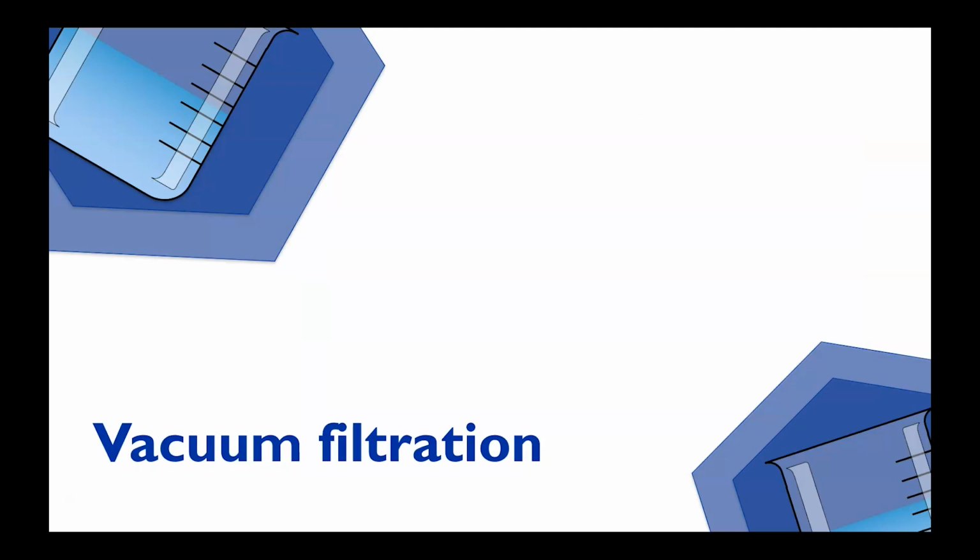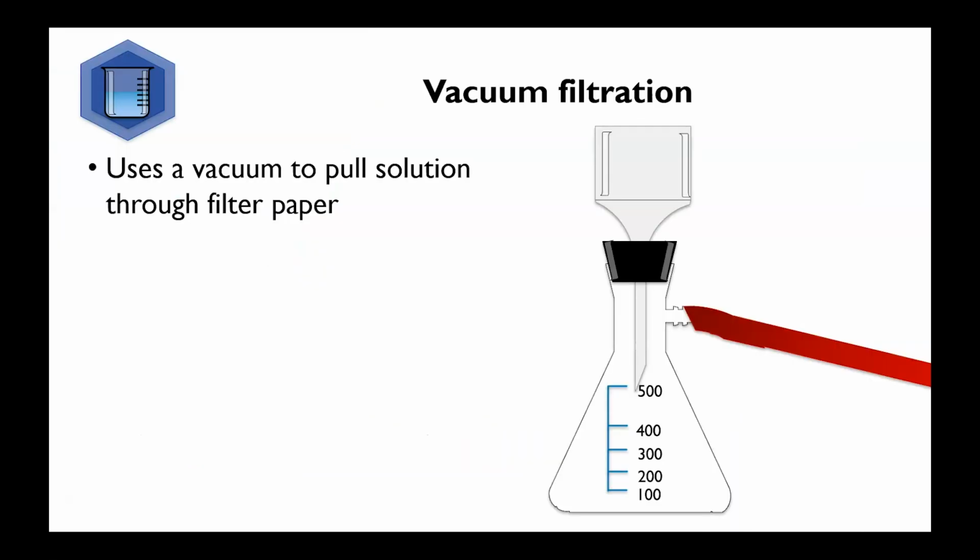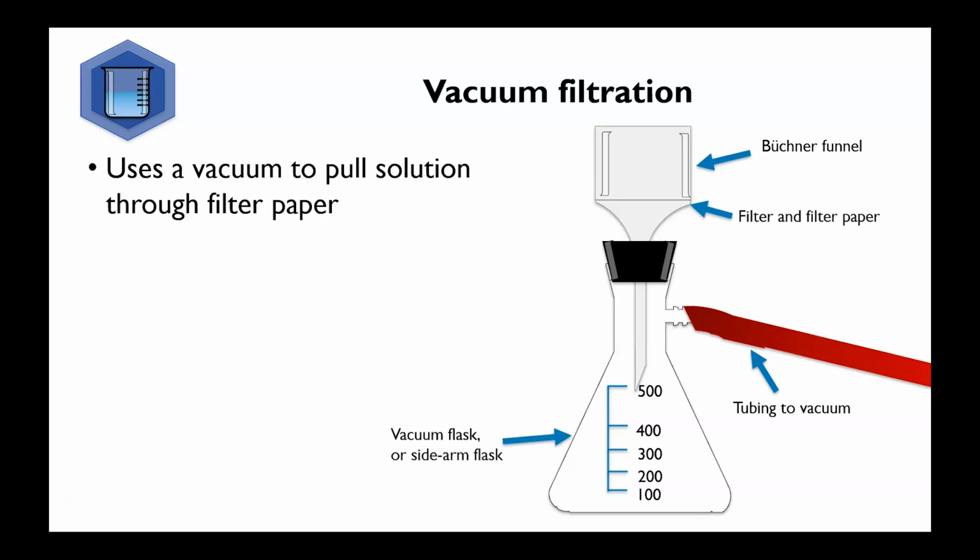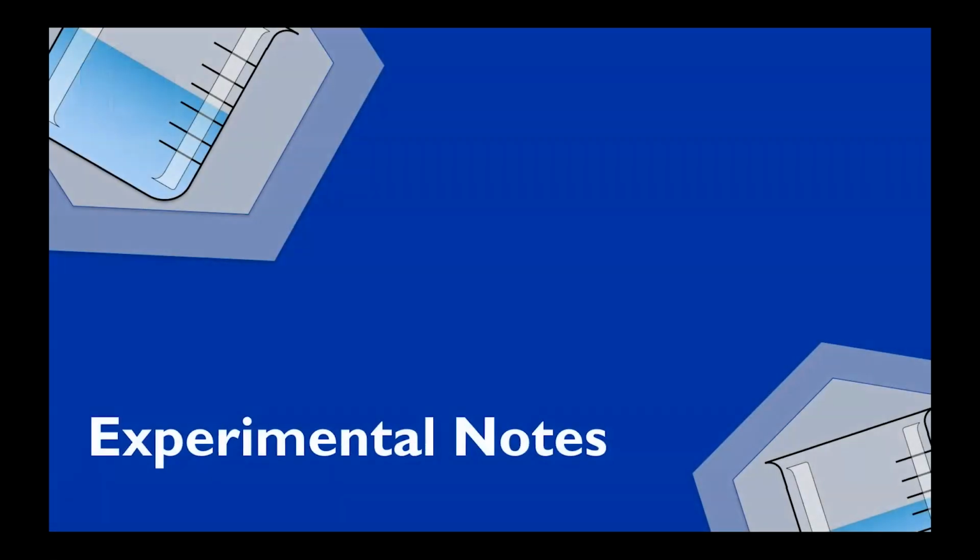The second method we'll use is vacuum filtration. Like the name implies, we will use a vacuum to suck air out of our liquid through filter paper and a specialized funnel called a Buchner funnel before it's collected in a vacuum flask, which has a special side arm that can be attached to a vacuum source.